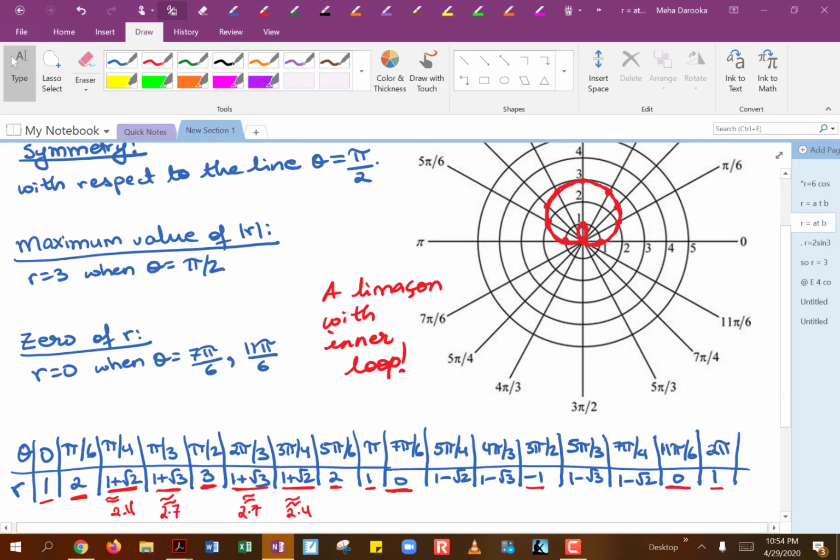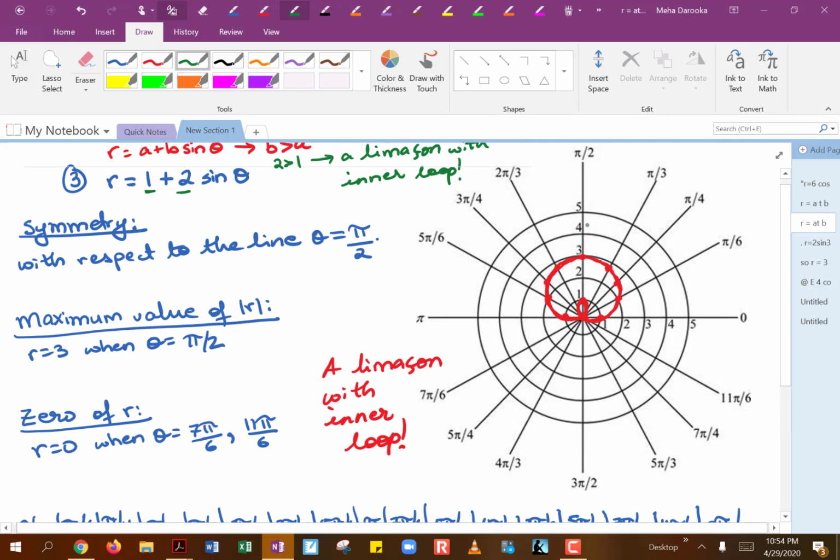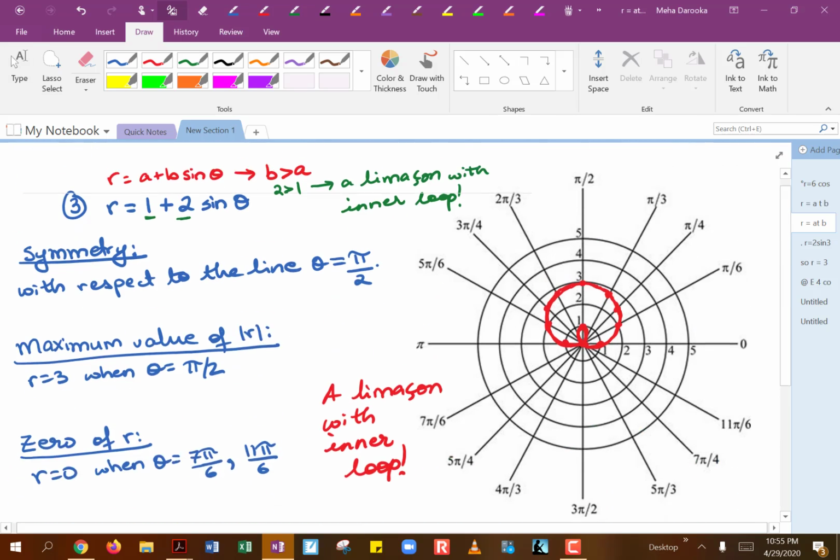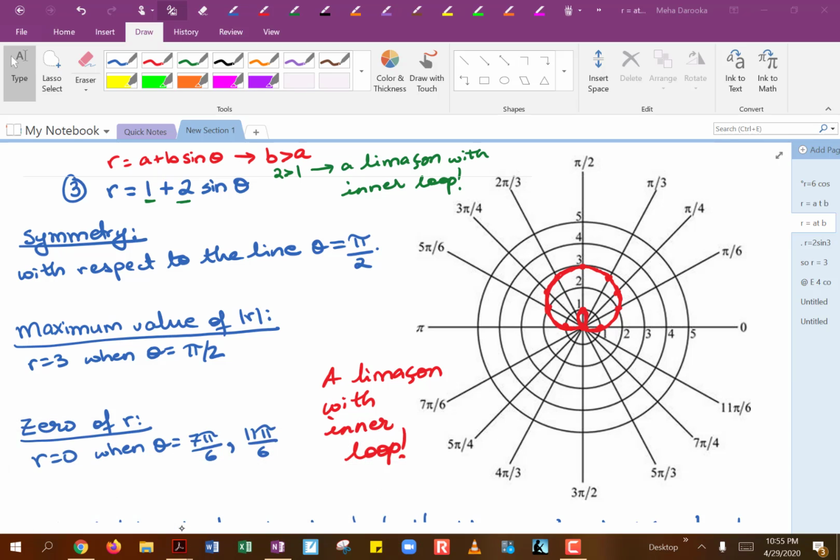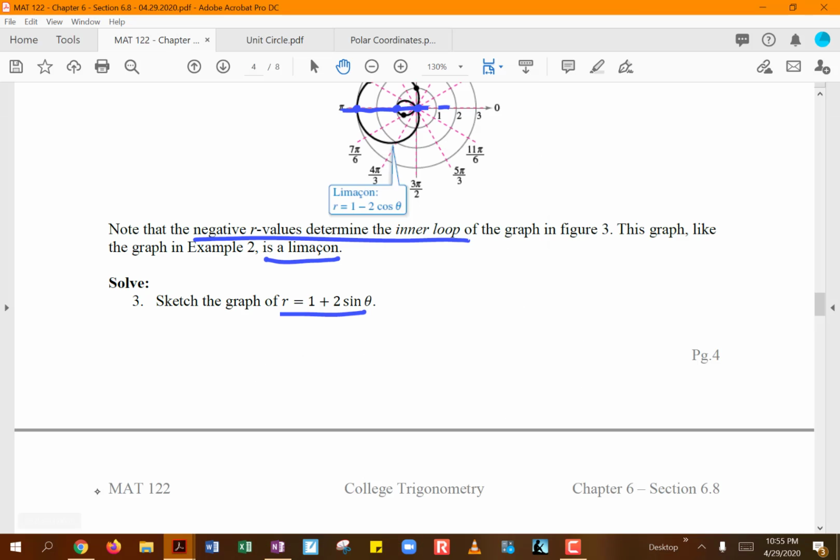Okay, so you've got your symmetry. Again, you can see if we fold our graph along this line of pi halves, the left and the right hand side will coincide. You can see your maximum value is at r equals 3 on the theta value of pi halves, and then we have our zeros at 7 pi over 6 and at 11 pi over 6. Okay, so this is our example number 3 over here.